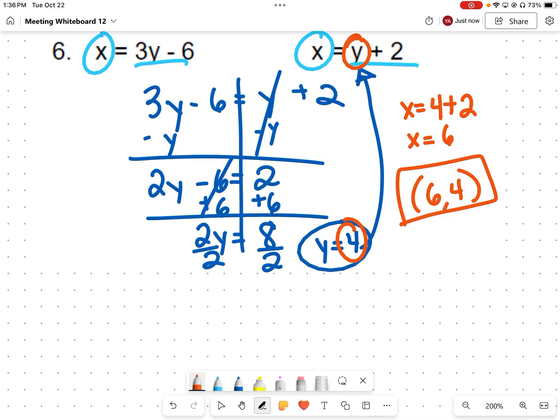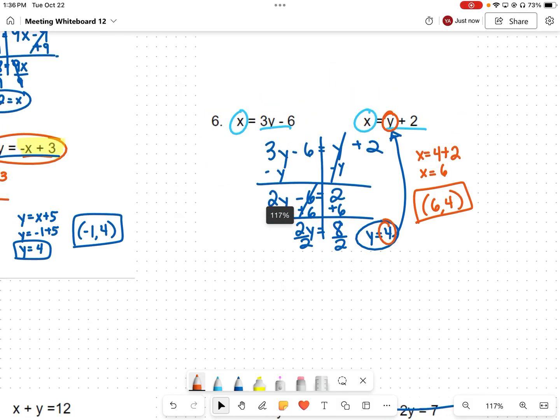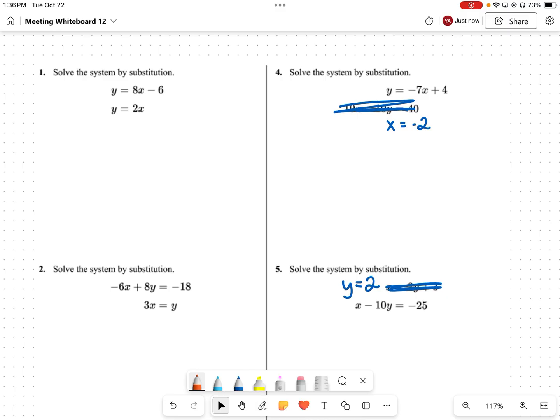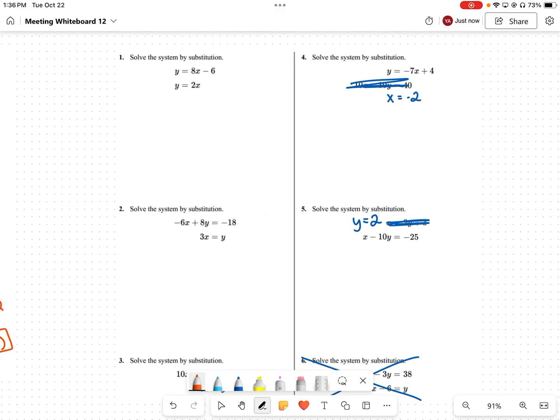Okay, before we stop what we're doing, I want us to go to the assignment because 2 of the problems I want to change. 4 and 5, I'm changing, and you can cross out number 6.